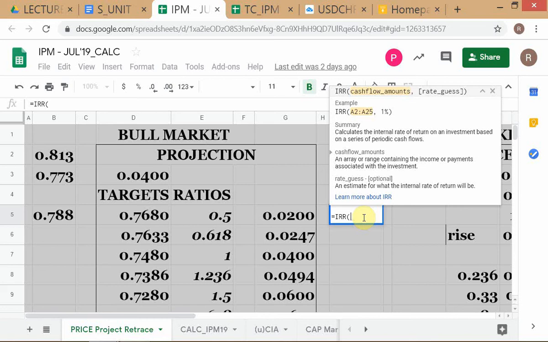So the right syntax for getting internal rate of return results in a spreadsheet is IRR. You can't write INTRR. That's wrong syntax, so the system will not understand it. Okay, but this is actually what is called a subroutine technically in a programming context.